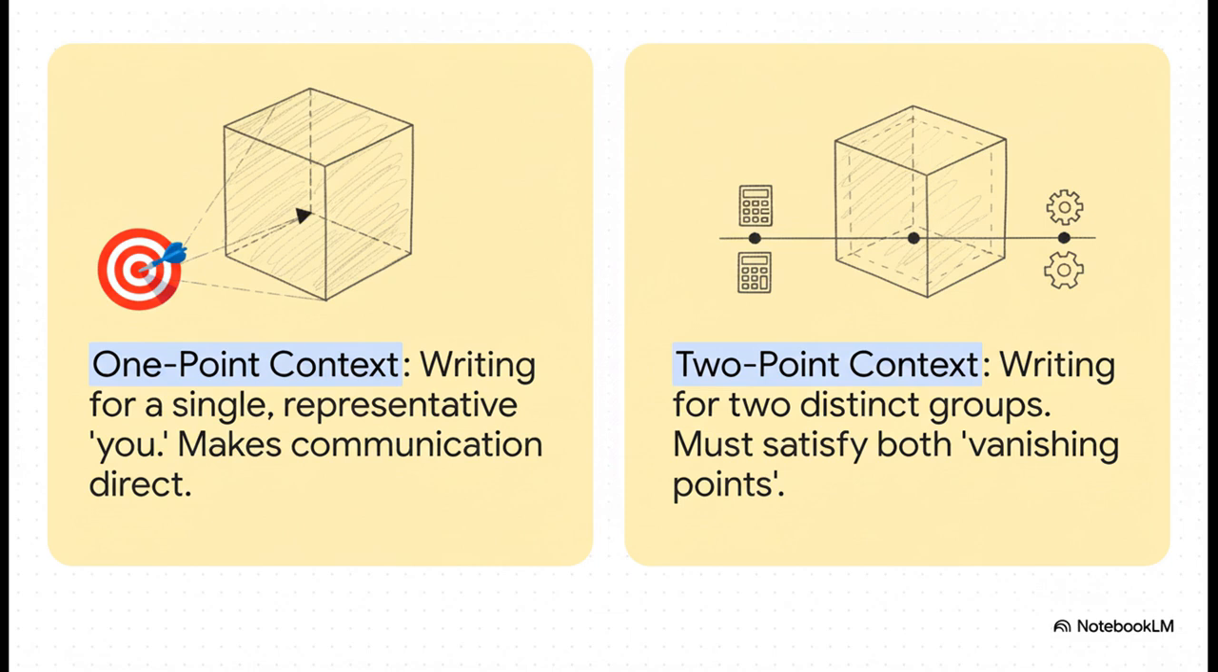But a two-point context is trickier. Imagine you have to write a memo for both the finance department and the engineering department. Now your idea has to satisfy two different vanishing points at the same time. You need the numbers for finance and the technical specs for engineering. If you don't, the whole thing will look warped and unconvincing to at least one of them.